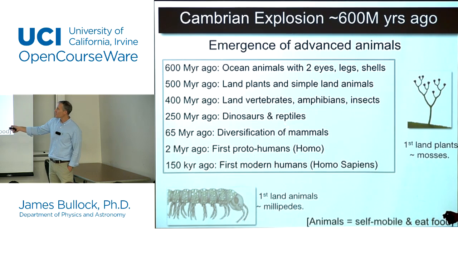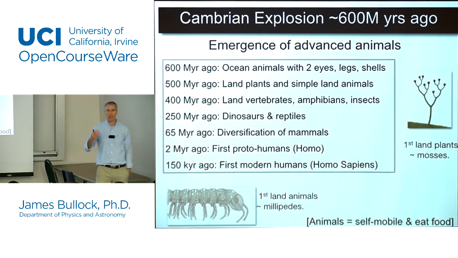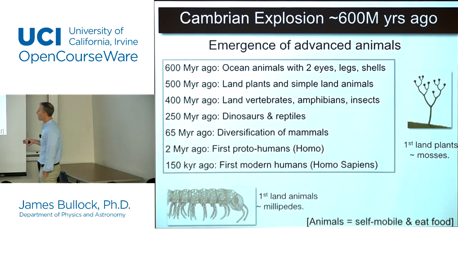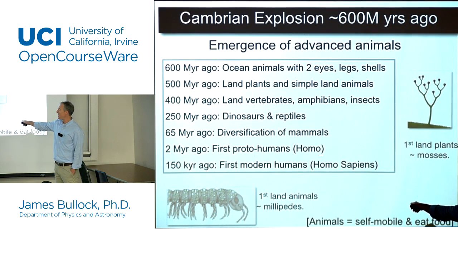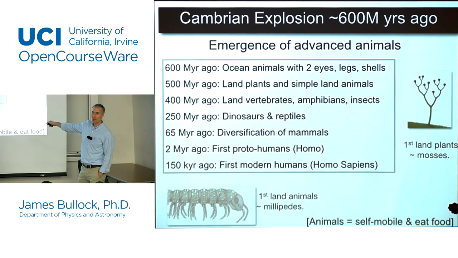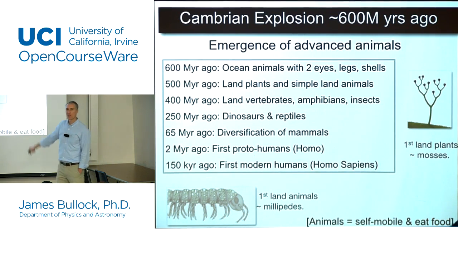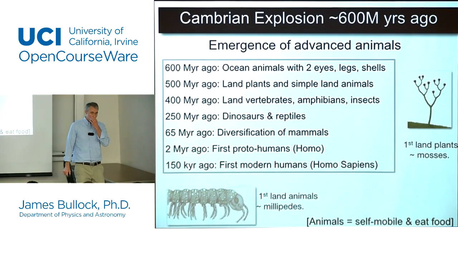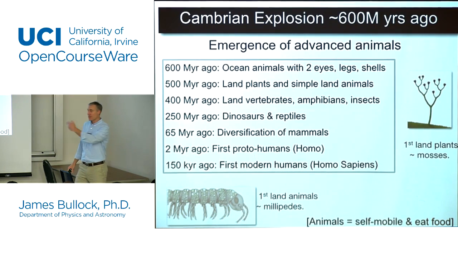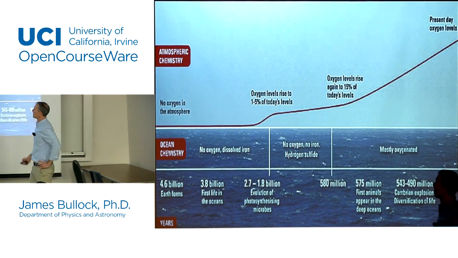And finally, 250 million years ago, that's when the dinosaurs arise. You start getting these big, big things. At 65 million years ago, there was a catastrophic extinction that killed off the dinosaurs, and that triggered a diversification in mammals, which eventually gives rise to us. The first proto-humans arose about 2 million years ago, and the first modern humans, Homo sapiens, about 150,000 years ago. So it should be pretty clear that we're very, very recent in this history.